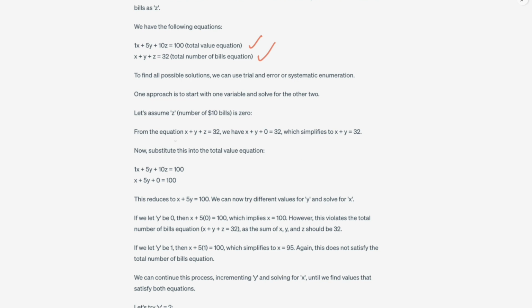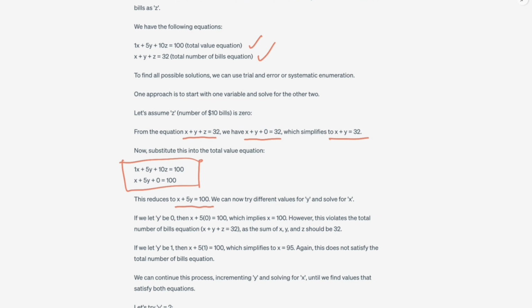So from the equation x plus y plus z equals 32, he gets x plus y plus 0 equals 32, which simplifies to x plus y equals 32. So by assuming z is 0, this is what he ends up with. Now he says we should substitute this into the total value equation, which is this equation. So yes, if you substitute z equals 0 into that equation, this is what you get. So that reduces to x plus 5 equals 100. And then now he says we can try different values for y and solve for x.